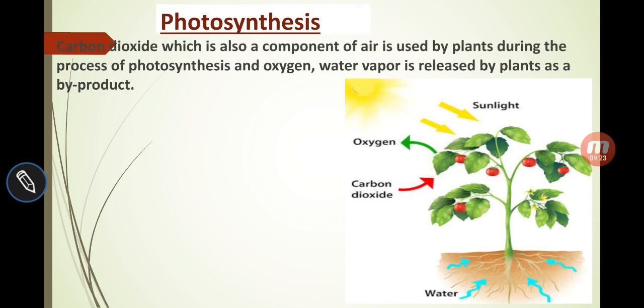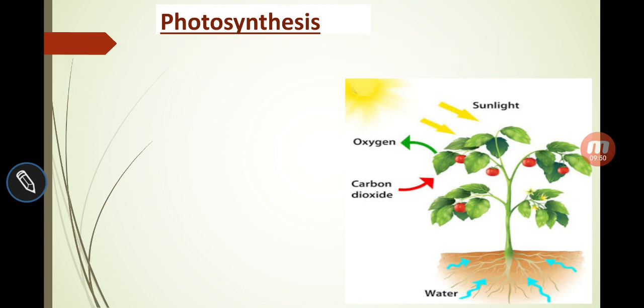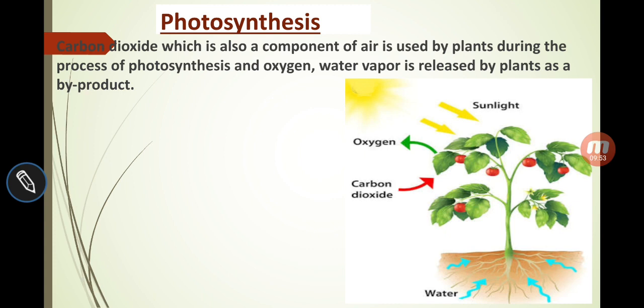Photosynthesis. Carbon dioxide, which is also a component of air, is used by plants during the process of photosynthesis, and oxygen and water vapor are released by the plant as byproducts. Yes, my dear students, we already know that. We have discussed what photosynthesis is. Plants take carbon dioxide from the air, water and minerals from the soil, and in the presence of sunlight, by trapping sunlight with the help of chlorophyll, the green pigment present in the leaf, which traps the sun's energy and makes food. That process is called photosynthesis.